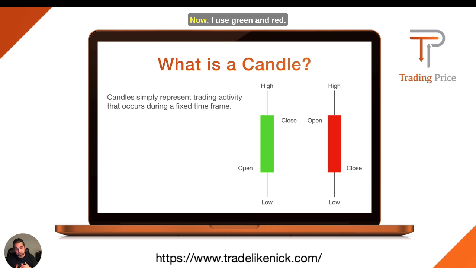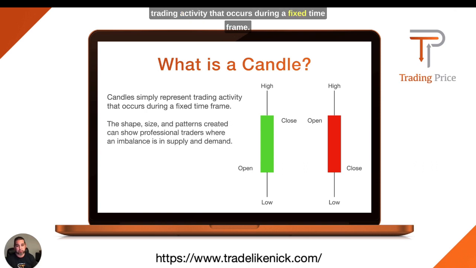Now, I use green and red. You can tell your platform to display whatever colors that you want, but generally we use green and red. So that's all that they do, though, is they represent trading activity that occurs during a fixed time frame. And the shape, size, and patterns that are created out of these candles, they can show us where professional traders are and where the true balance of supply and demand are.